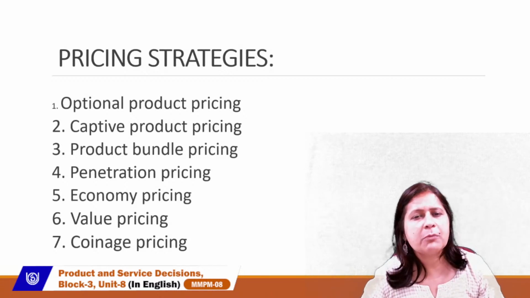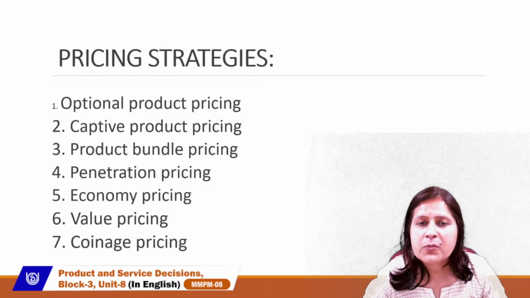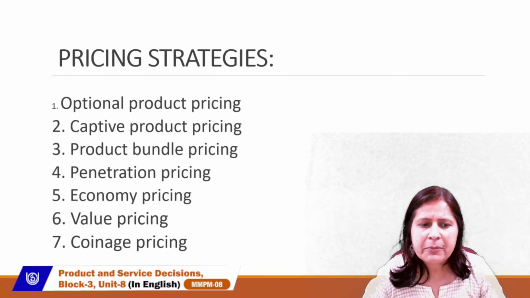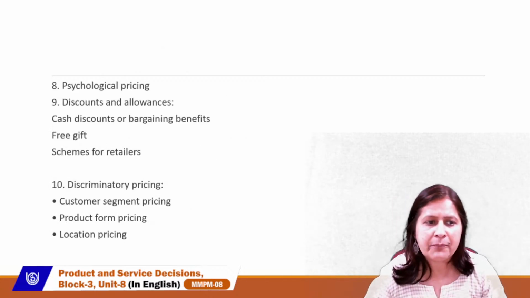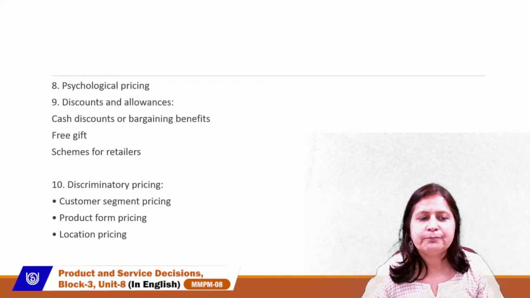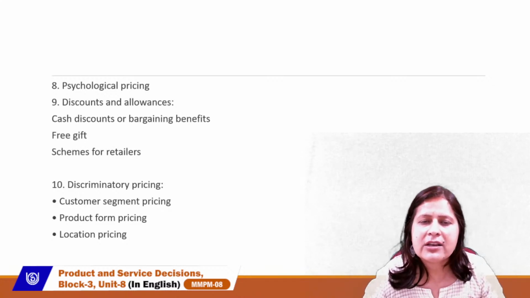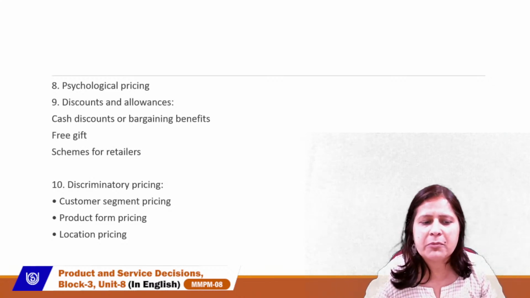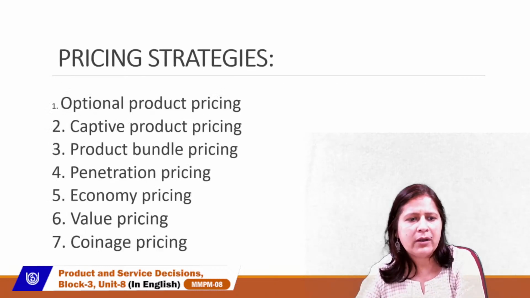On what basis can one price the product? There are various product pricing strategies, like optional product pricing, captive product pricing, product bundle pricing, penetration pricing, economy pricing, value pricing, and the coinage pricing, or this psychological pricing. Discount and allowances include the cash discounts, bargaining benefits, free gift scheme for retailer, and discriminatory pricing, customer segment pricing, product form pricing, and location pricing. Let's take one by one, right?